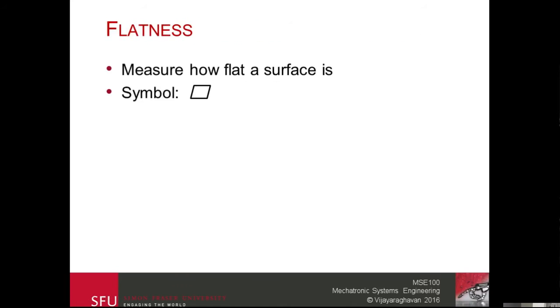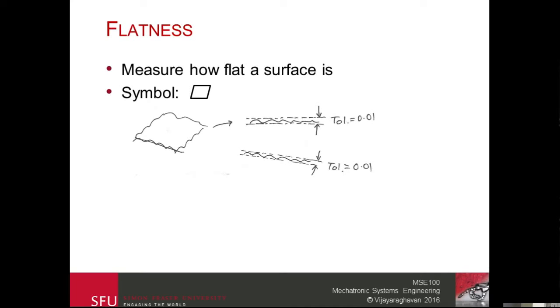So the first symbol we're going to look at is known as the flatness symbol. This measures how flat the surface is going to be. The symbol is a parallelogram. This is the symbol for flatness.